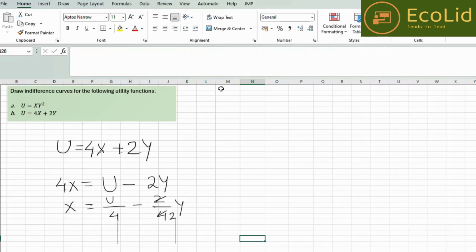So again we will generate some required columns. The first column we will write x, the values of the variable x we will put in the x column. Then we will write the column for commodity y.